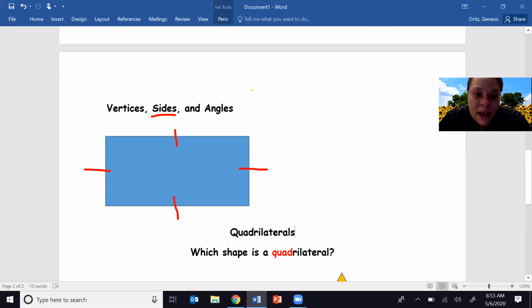When we mark our vertices, vertices are basically the corners, the outside corners of the shape. We just draw a dot, 1, 2, 3, and 4. 4 vertices. And then for angles, we do a little C. Hold on, let me change the color of my pen.